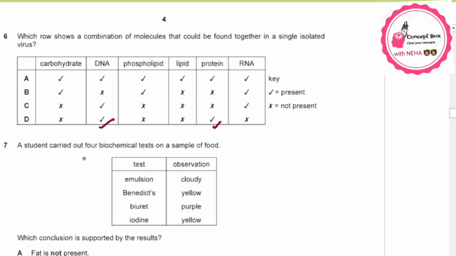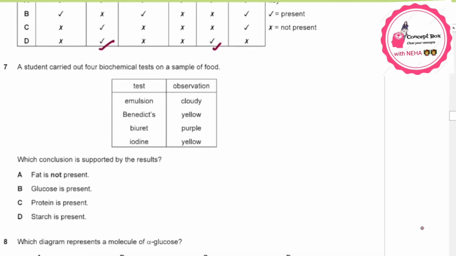Question 7, a student carried out four biochemical tests on a sample of food. Emulsion test he found cloudy. Benedict test he found yellow. So Benedict test never gives yellow. Biuret test he found the purple color. Yes, the Biuret test gives the purple color, and the iodine test gives the blue-black color. So the answer will be Biuret. The protein is present. Biuret test is for protein, so protein is present.